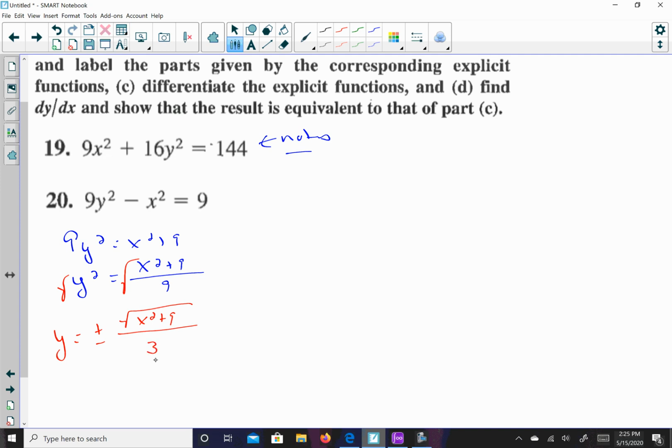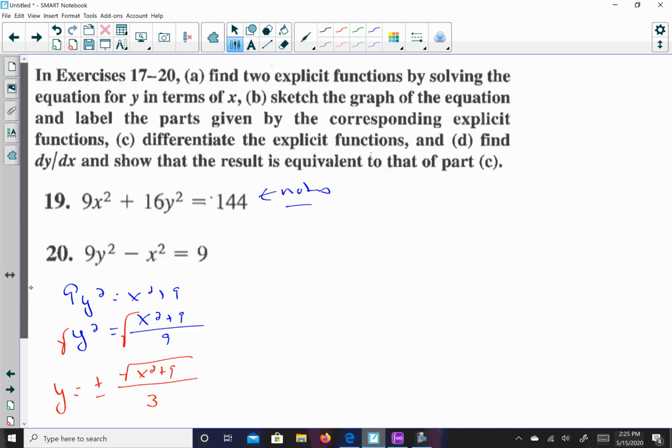So that's part A. Those are my two explicit functions, and then it wants me to graph. Well, I like going down memory lane. If I go up here, 9y squared minus x squared is equal to 9. I should recognize this from our lovely chapter 10 on conics, that this is a hyperbola.